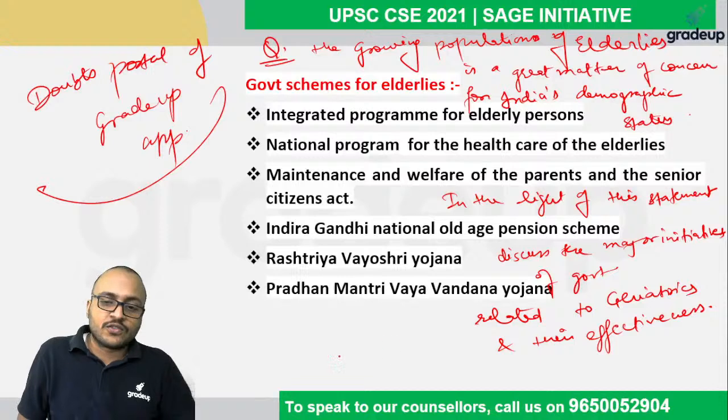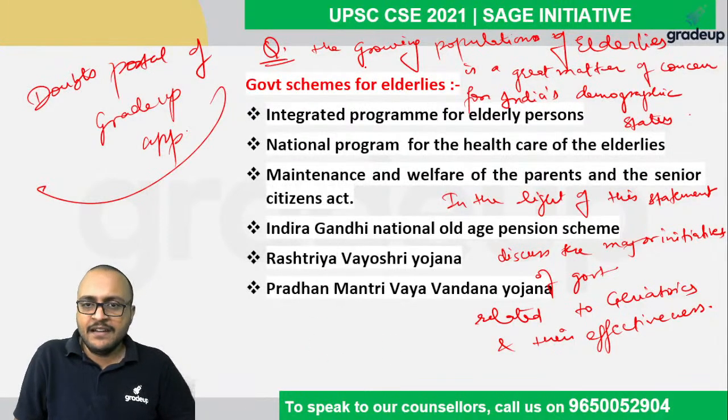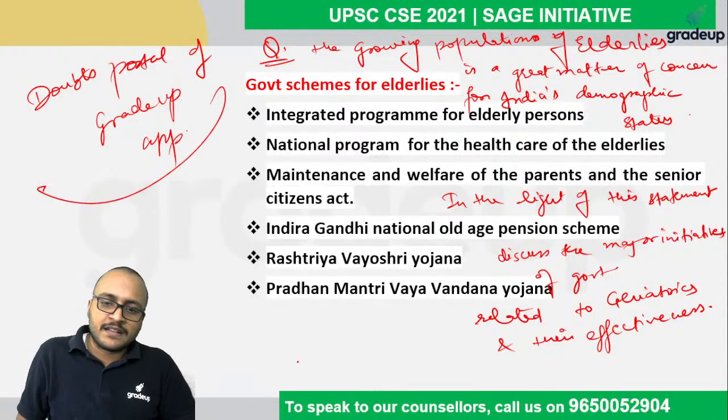Okay, so this is the question. I am reading it again. The growing population of the elderlies is a great matter of concern for India's demographic status. In the light of the statement, discuss the major initiatives of the government related to geriatrics and their effectiveness. The word limit will be 250 words.